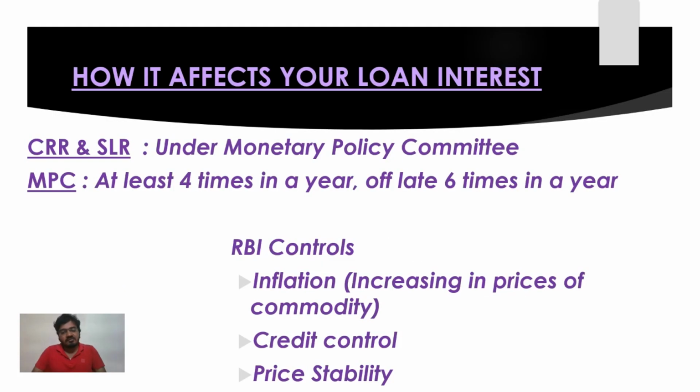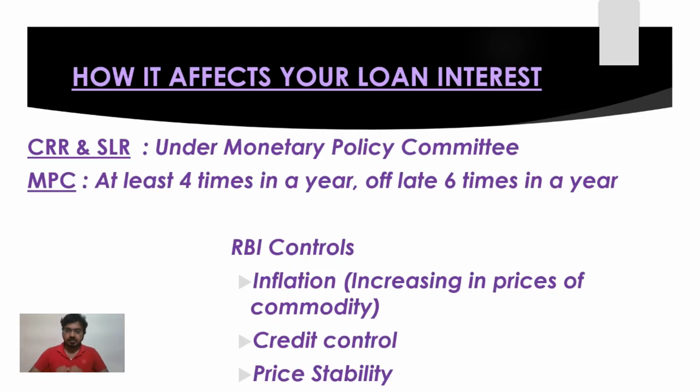Now, we will see when the RBI releases SLR and CRR. Under the Monetary Policy Committee, there is a committee, the MPC, which is headed by the RBI Governor. Actually, it has to meet at least 4 times a year. Recently, RBI is conducting it 6 times a year, which means every 2 months, so it may be termed the bi-monthly monetary policy. In this committee, they will set the CRR, SLR, repo rate, and all the benchmark rates for the banks, and they get released every 2 months.